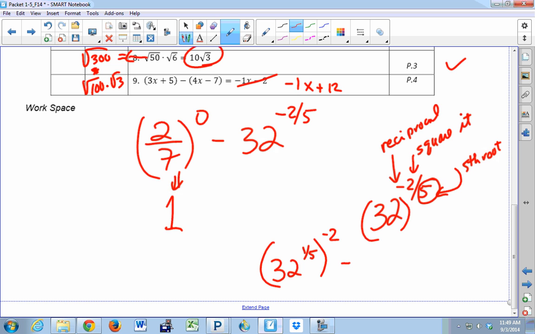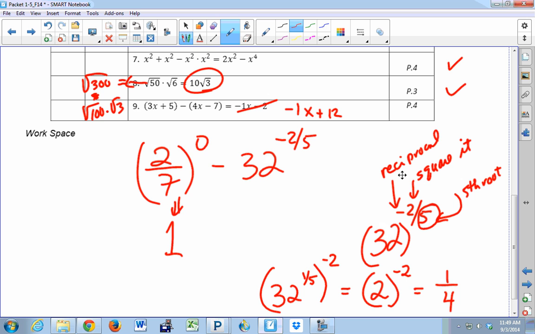So the 5th root of 32 is 2. And then all I have left to do is this, square it and flip it. Squaring 2 is 4, and then flipping it is 1/4. So this becomes 1/4, and when I subtract 1/4 from 1, I get 3/4. Okay, and that's the answer.